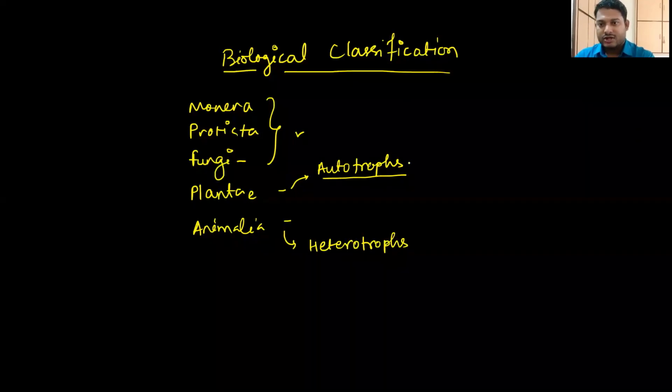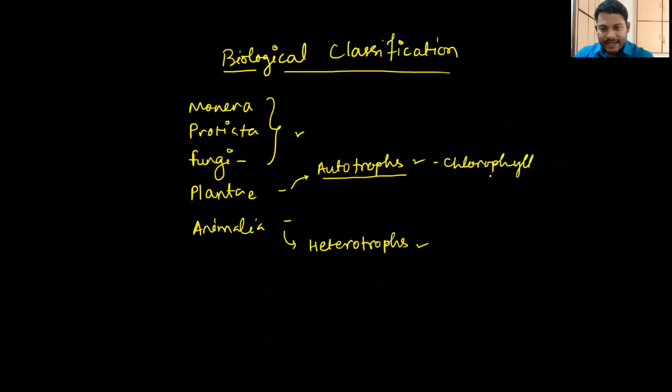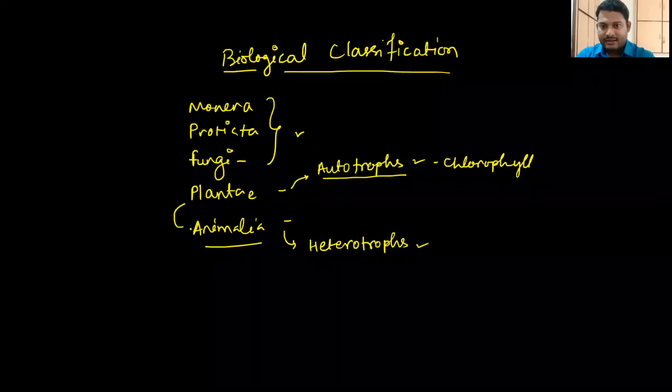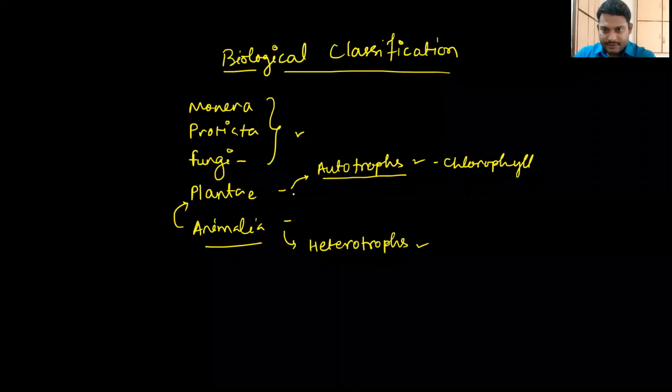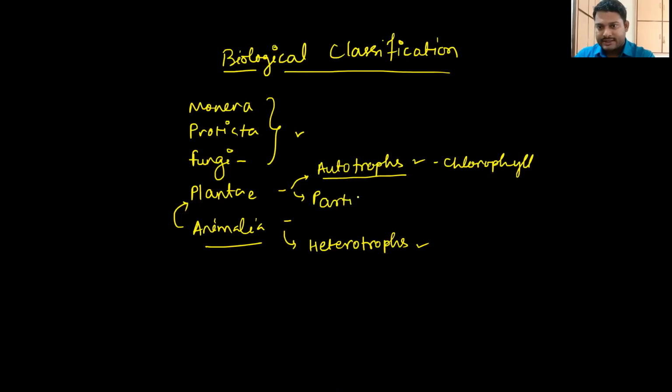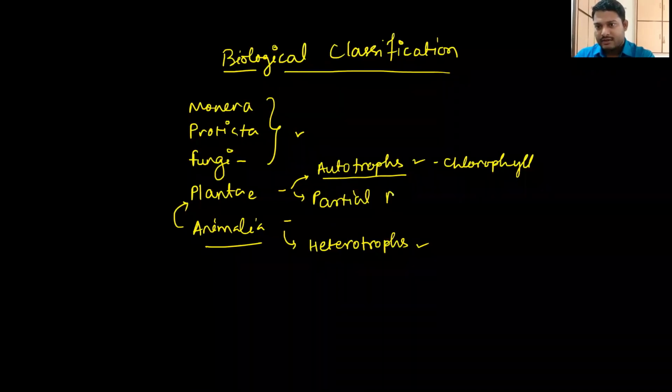So these are autotrophs and these are heterotrophs. Now plants have the chlorophyll or the chloroplast, and that will enable them to make the food for themselves. Whereas Animalia actually depend on the autotrophs or the Plantae for their food requirements, or some other organisms, as they're dependent on others. Now there is another mode, that is the partial heterotrophs, we can call it.